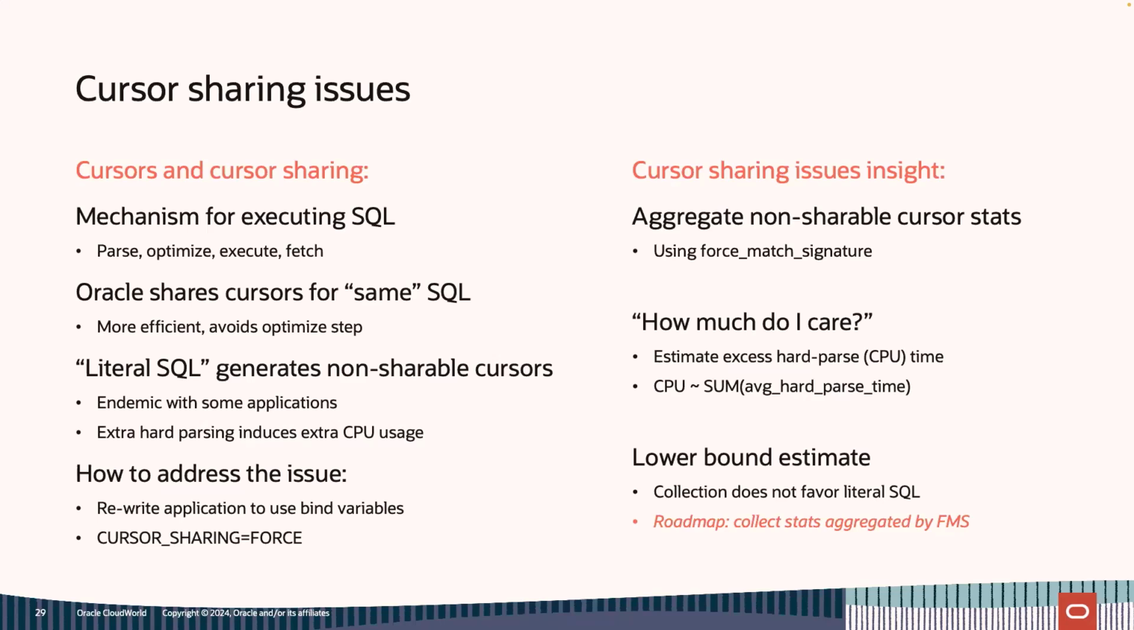It's kind of a lower bound because, like I said, we're not rolling up the stats at collection time. We're rolling them up after we've collected. So it's a lower bound estimate. In other words, if we signal that there's a cursor sharing issue and that there's this much excess hard parse time, it's probably really the tip of the iceberg. There's a lot more out there, right? We're not making a statement about how much the cursor sharing issue is affecting you altogether, just how much excess CPU we've observed in the SQLs we've collected.